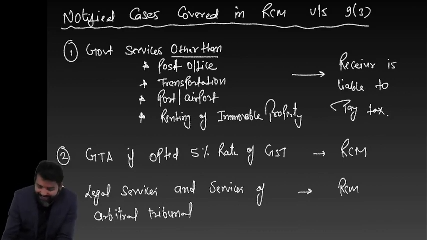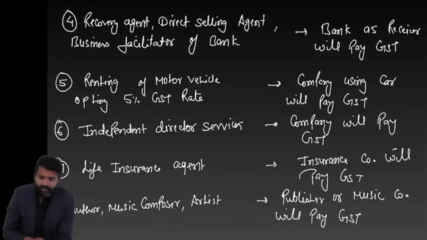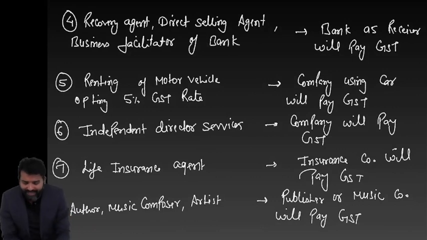Okay. Next, there are some more RCM, like renting of motor vehicle as well. Likewise GTA, if you are renting a motor vehicle and that taxi company opted for 5% without ITC, then again RCM will be applicable. Yes, same with GTA, same with the renting of motor vehicle. If in case of renting of motor vehicle the 5% option was opted, that is without ITC, then RCM will be applicable.